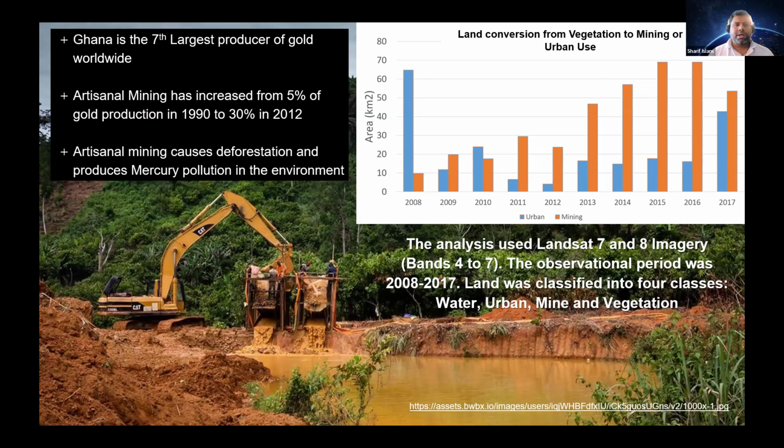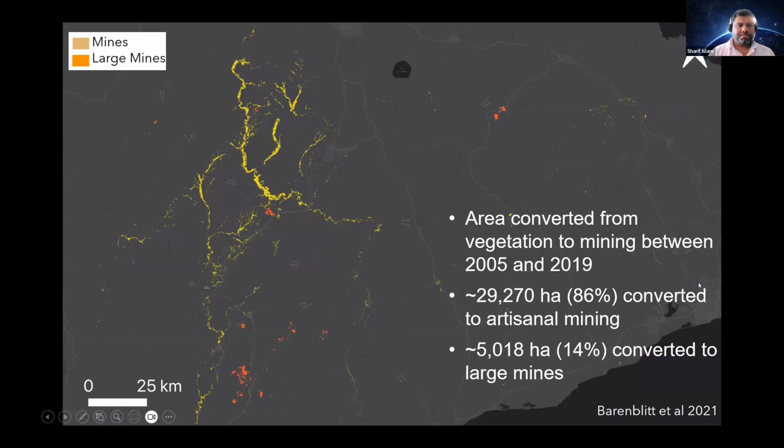So that means artisanal mining is increasing over time. Because of artisanal mining, deforestation is happening, and it produces mercury pollution in the environment. So that is bad for the environment and the people. We use Landsat data to see how this mining is increasing or decreasing, and you can see that over time the trend is increasing a lot. We wanted to see how urban areas or forested areas are being converted to mining and how that pattern is happening.